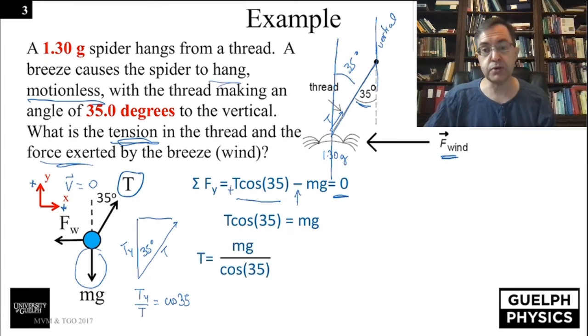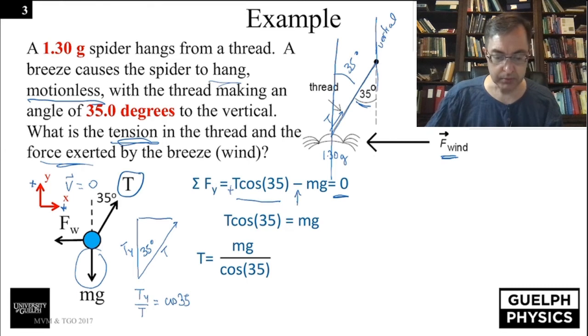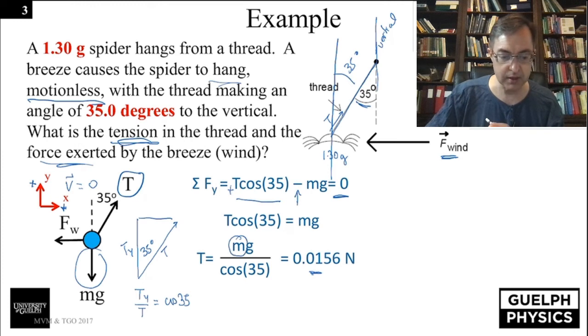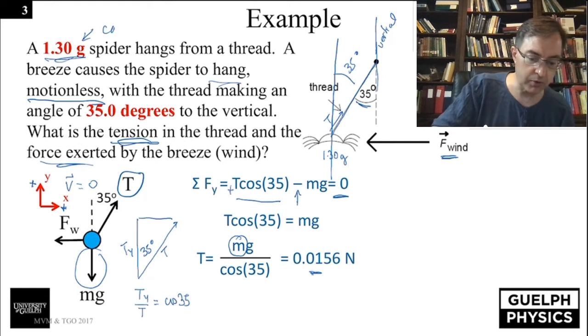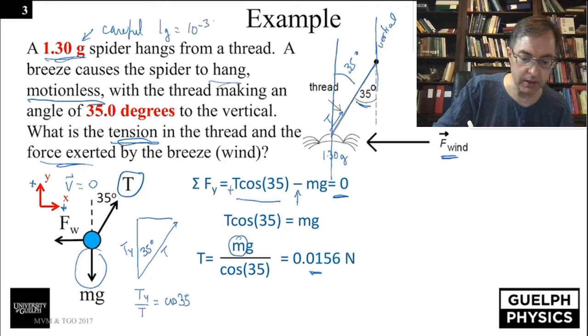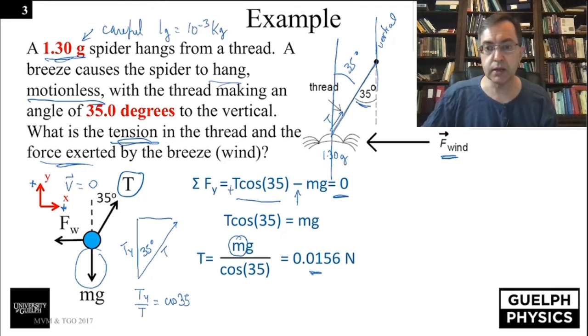Dividing both sides by cos 35, I get that the tension is mg divided by cos 35. And I plug in the numbers here for the 1.3 gram spider, and I get an overall tension of 0.0156 newtons. Now note that the size of the force is rather small, and that basically is because the mass of the spider is actually in grams, right? So you have to be careful because 1 gram is actually 10 to the minus 3 kilograms, and so you have to do the conversion to kilograms before putting the mass into this formula.